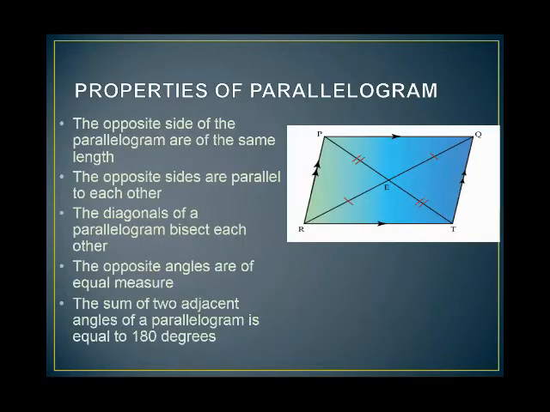Now here we discuss the properties of a parallelogram. The opposite sides of the parallelogram are the same length. As we have discussed, opposite sides of a parallelogram are congruent, and congruent means equal in measure. So what are the opposite sides of a parallelogram? PQ is opposite to RT and PR is opposite to QT. So that's why we say that they are opposite sides, and as they are opposite, they are also equal in measure.